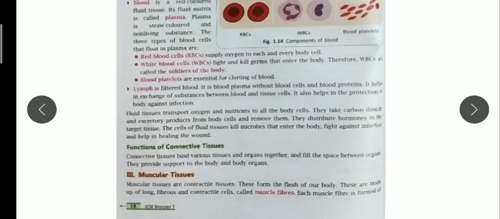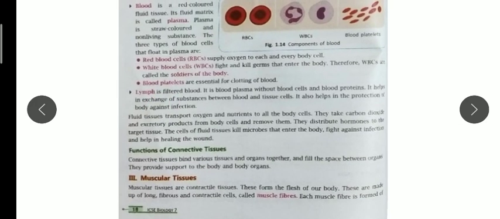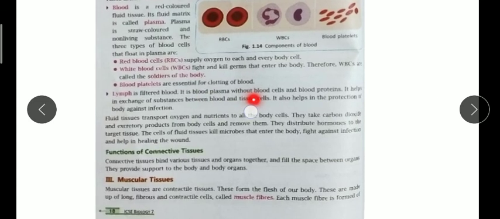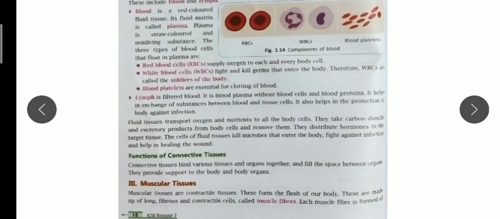Then we have the lymph. Lymph is filtered blood. It does not contain red blood cells. It contains the plasma without the blood cells and blood protein. It helps in the exchange of substances between blood and tissue. So that is its function.